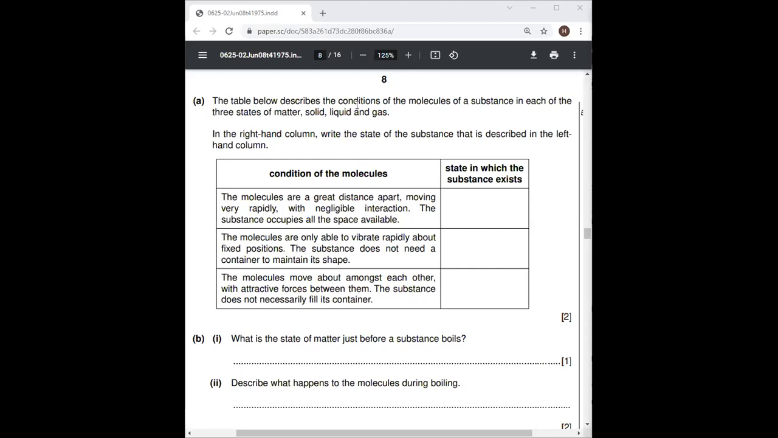Here is another question. The table below describes the conditions of the molecules of a substance in each of the 3 states of matter. In the right column, state which one this substance is. The molecules have a great distance apart: this is a gas. The molecules are only able to vibrate rapidly about their fixed position: this is a solid. The molecules are amongst each other, with attractive force between them, and the substance does not necessarily fill its container: this is a liquid. Then we will move on to the next question.